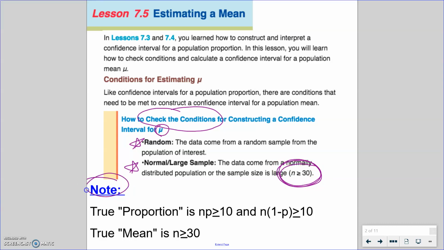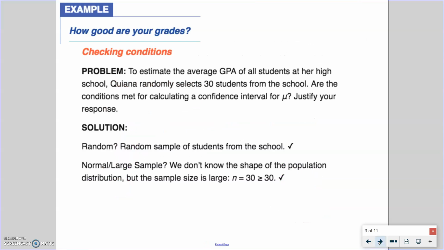So here's a little note down here. Don't forget that for proportion, that calculation is this guy right here, the np and the n(1 minus p). Calculating the true mean is just, is it greater than or equal to 30? Yes or no, and move on. So that's the first main difference between proportion and mean, that calculation. Your state is going to be basically the same thing as what we did before. So your plan is just, instead of checking these conditions like we did for proportion, you check this guy with random, okay?